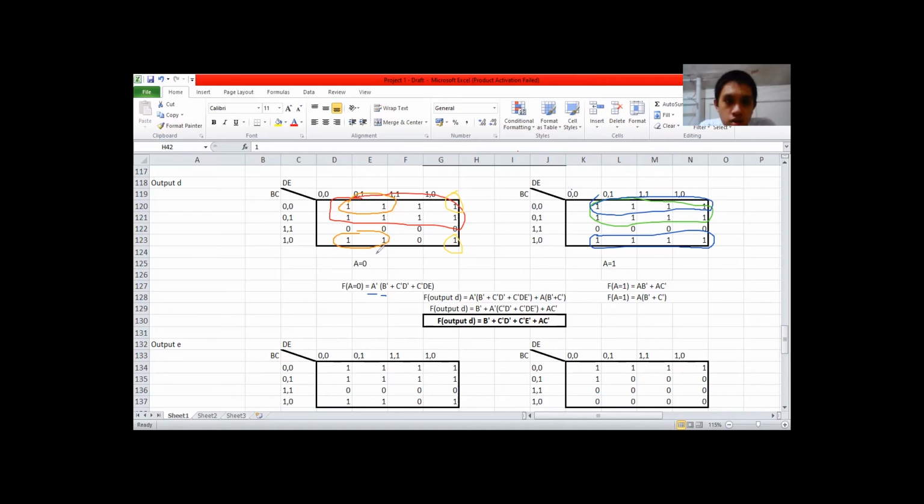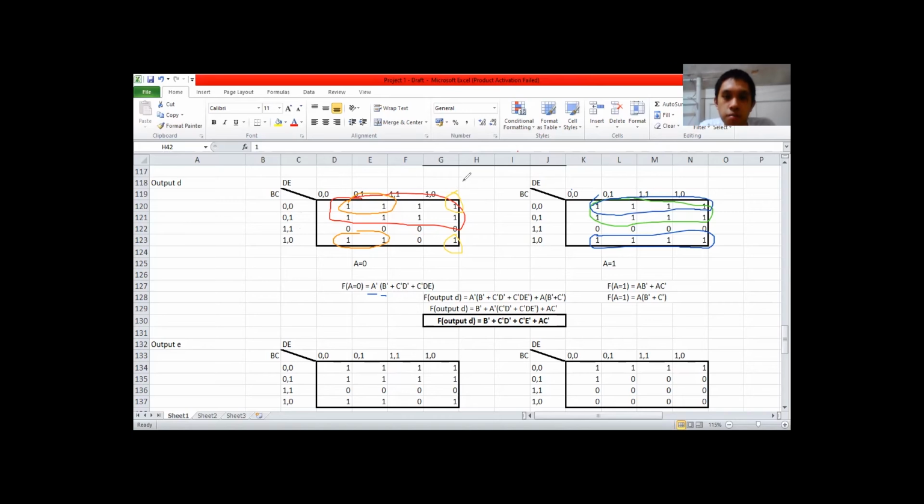For the orange group, A is 0, B changed from 0 to 1, C is unchanged, which is 0, D is unchanged, which is 0, and E changes from 0 to 1. Therefore, what we are left is A prime ANDed with C prime ANDed with D prime.